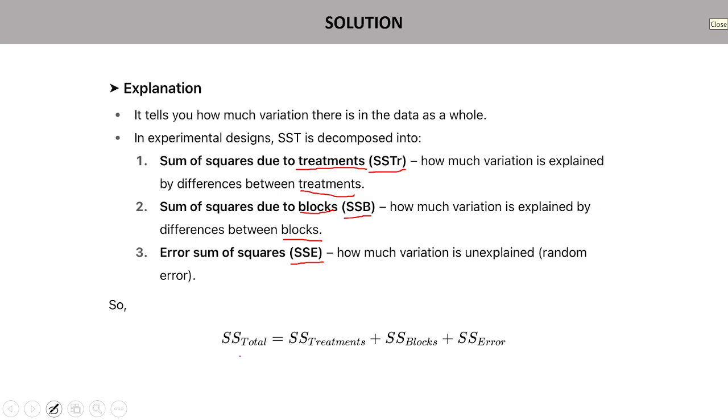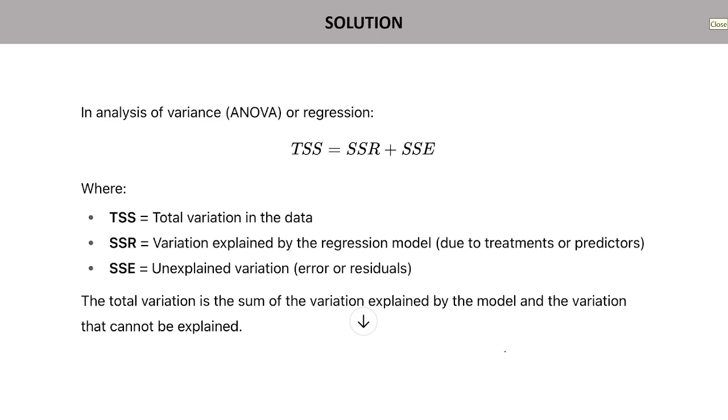That means our SS total will be the sum of SS of treatments, SS of blocks, and SS of errors. Right? In the case of ANOVA or regression, there is no block. The total variation of the data will be the variation explained by regression. Depending on what model we are using, any variation arising due to that model will be SSR, and any variation which is unexplained will be SSE.